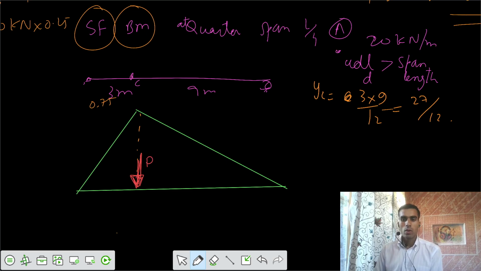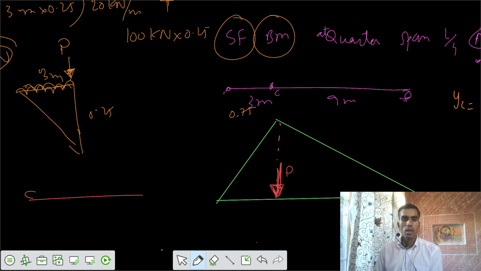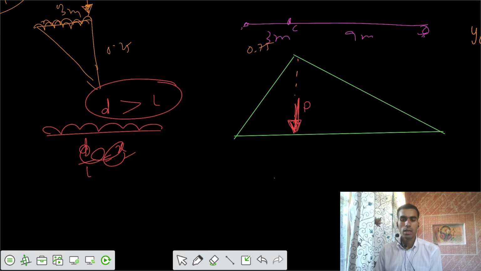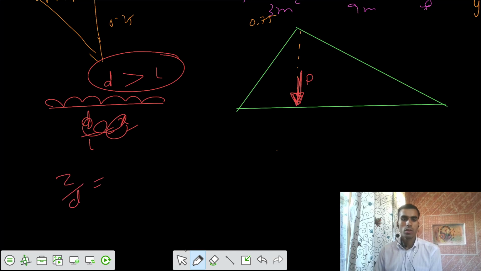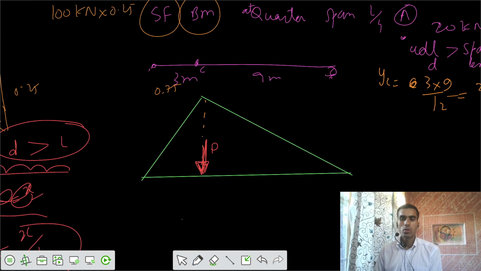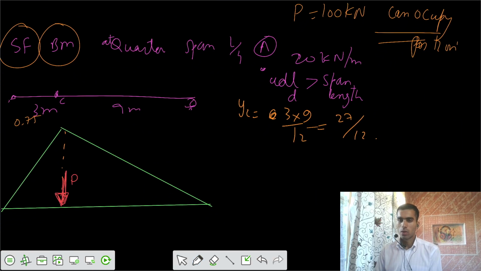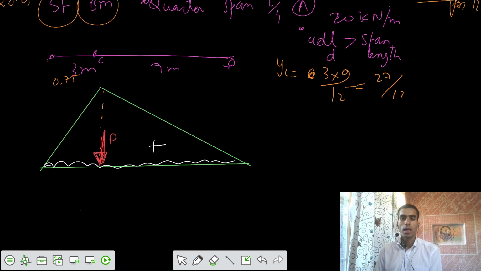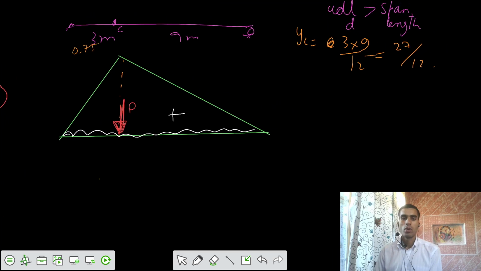And now for the UDL, but the UDL is having length greater than the span length, so we don't have to go with that equation, that Z by D equals to X by L. This is valid for when your UDL length is lesser than the span length. But this question is saying that UDL length is more than the span length. That means you can have UDL for the entire length, because all diagram is positive, so you can apply UDL for the entire length.